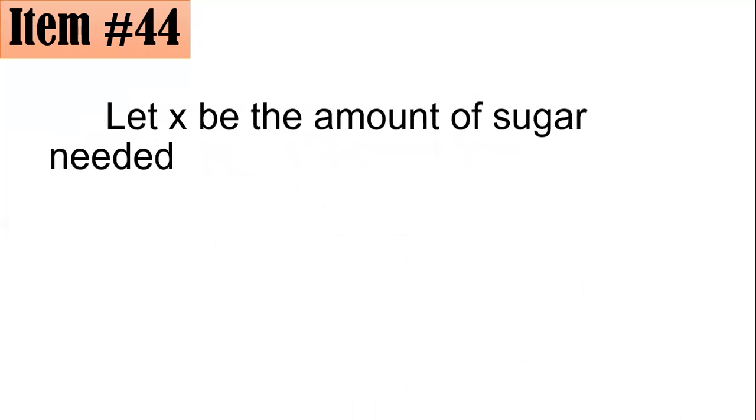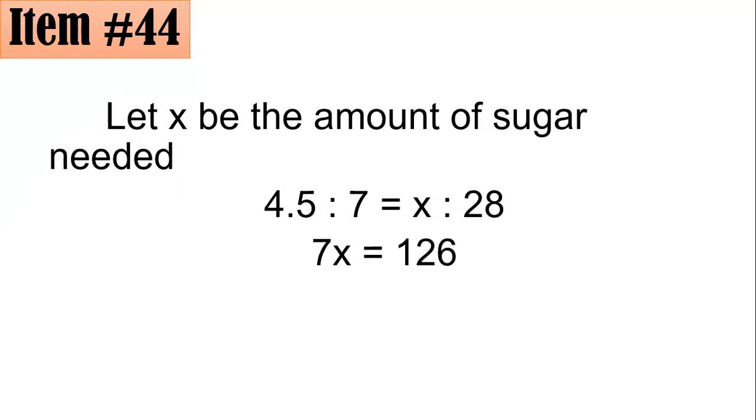So here, let X be the amount of sugar needed. So by this is sugar cups, so 4.5 for every 7. So 4.5 is to 7 equals X amount of sugar needed is to 28. And in a proportion, we have to remember that the product of the means is equal to the product of the extremes. So 7 times X, we have 7X. 4.5 times 28 is 126. And dividing both sides by 7 to solve the value of X, we have X equals 18. Letter D.